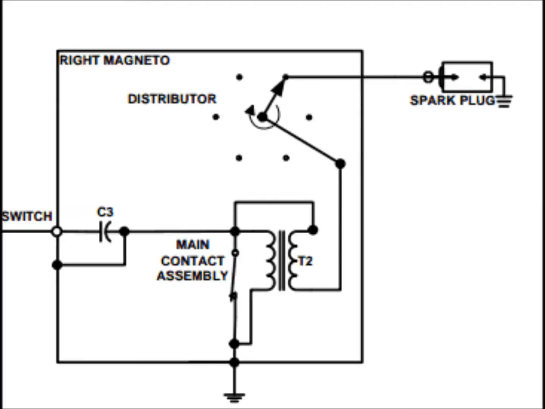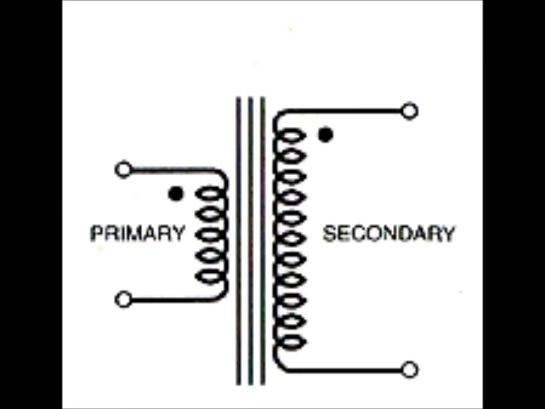When the breaker points are closed, the primary winding is grounded and the current flows directly into the case. When the breaker points open, the field in the primary coil collapses. The collapsing magnetic lines of flux cut across into the secondary coil. The secondary coil has a far greater number of turns, meaning that the induced current is of much higher voltage.